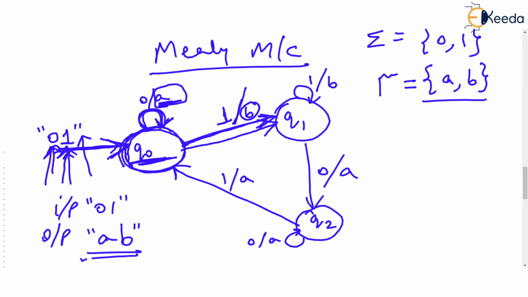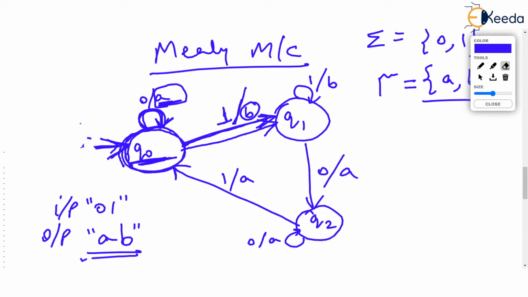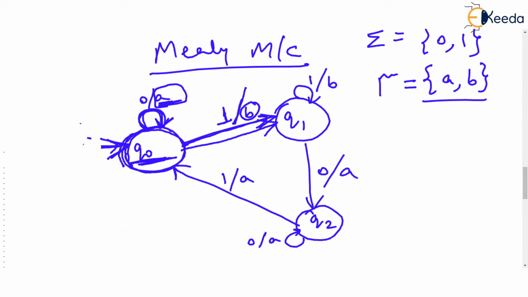Give me some time, I will just erase a few things. So let's try some other input. Let's try 101. How will this machine work? 101. Okay, the machine starts in Q0, correct?